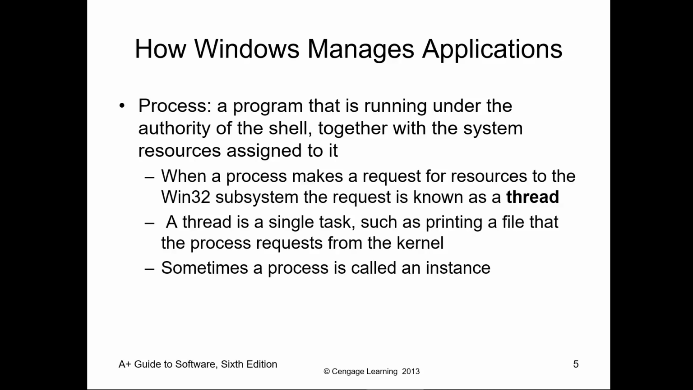Windows manages applications as processes. A process is a program that is running under the authority of the shell. The shell will call the program or application, together with the system resource. When a process makes a request for a resource to the Win32 subsystem, the request is typically known as a thread. The Win32 subsystem verifies that it's a valid application. A thread is a single task, such as printing a file, that the process requests from the kernel. Sometimes the process is called an instance.